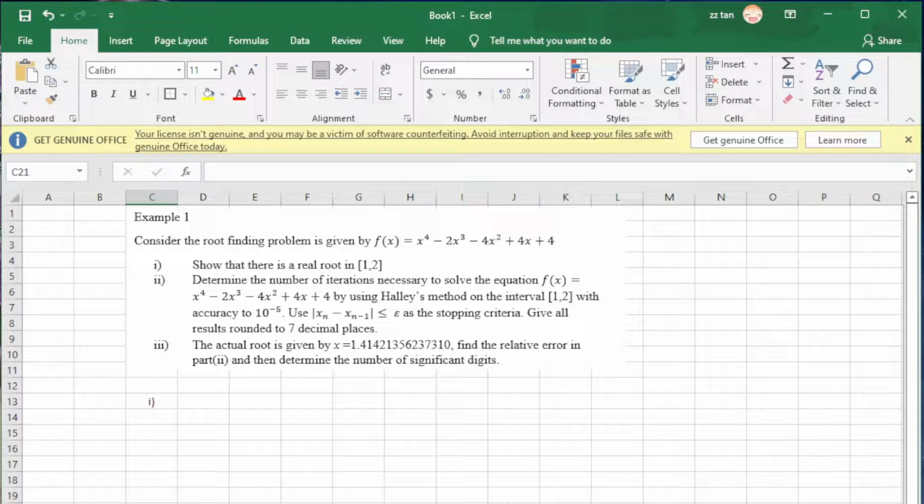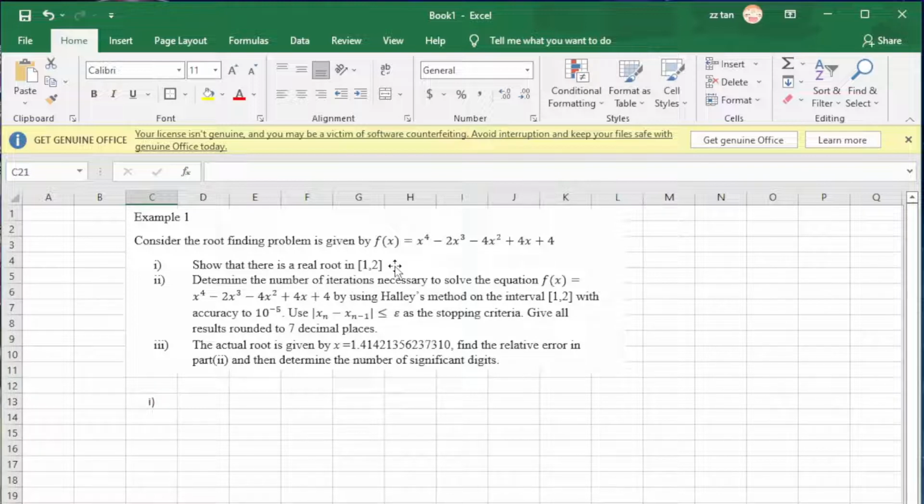Good day, everyone. Today I'm going to show one example of the root finding problem and solve it by using the Halley's method. So today we are given the root finding problem of f(x) is equal to x power 4 minus 2x cubed minus 4x squared plus 4x plus 4.